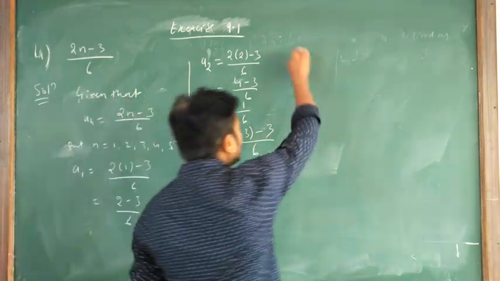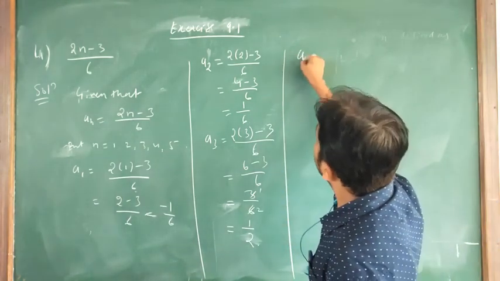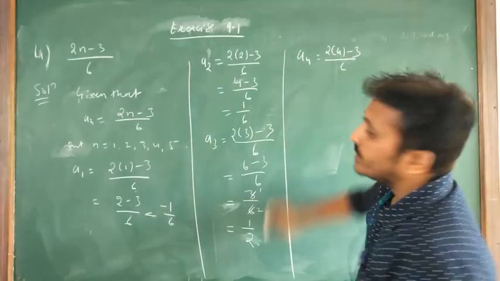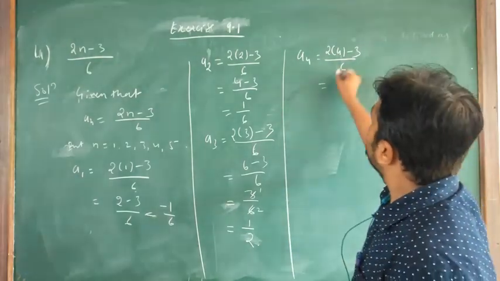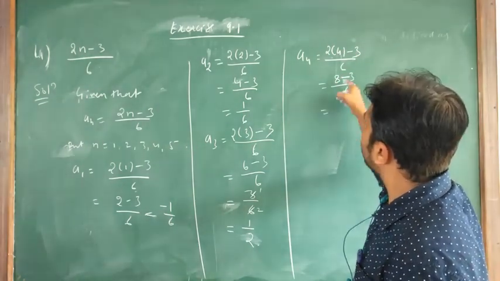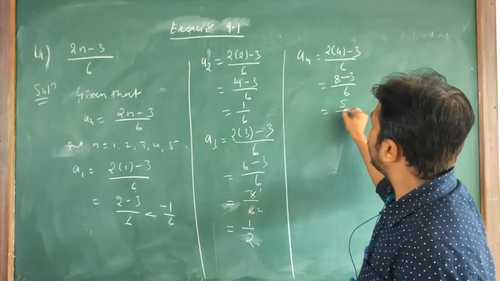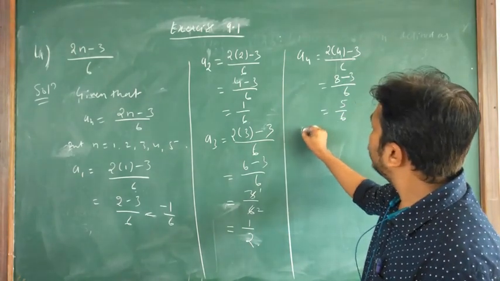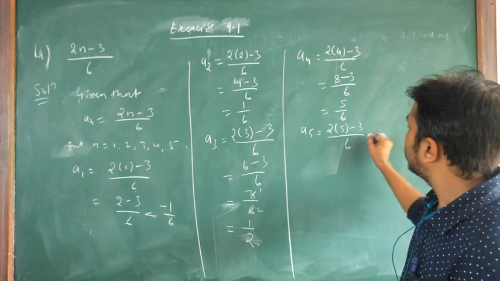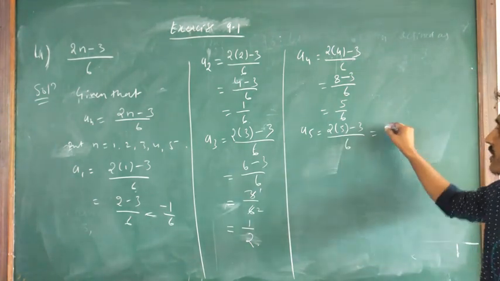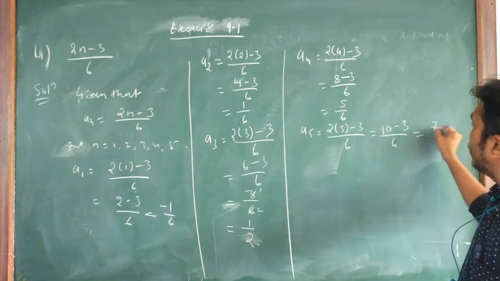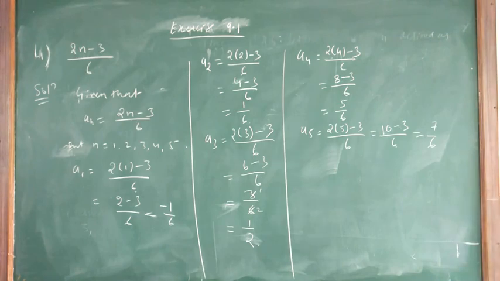Next, A4 equals 2 into 4 minus 3 divided by 6. 2 into 4 is 8, minus 3 by 6, which is 5 by 6. And the fifth term is 2 into 5 minus 3 divided by 6, which is 10 minus 3 by 6, equals 7 by 6.